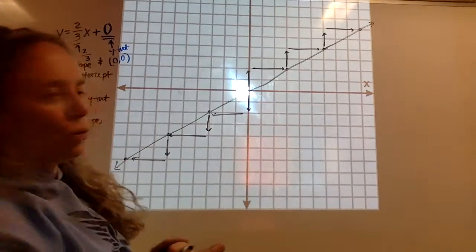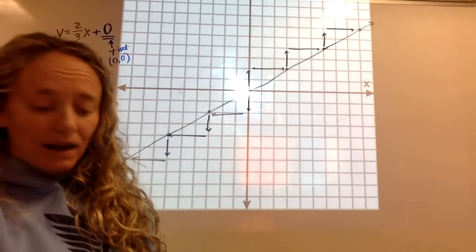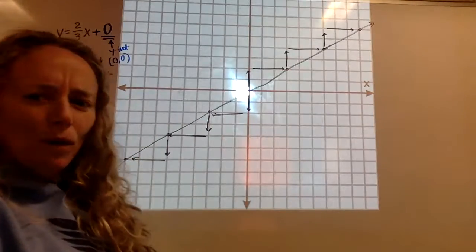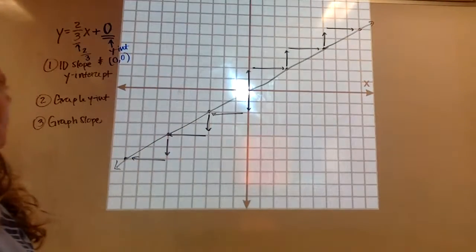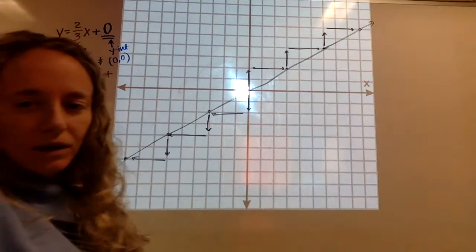Cool? Cool. Have at some of these slightly more complicated, but then it ends up not being so complicated lines with 0 y-intercepts or slopes that look a little funky.